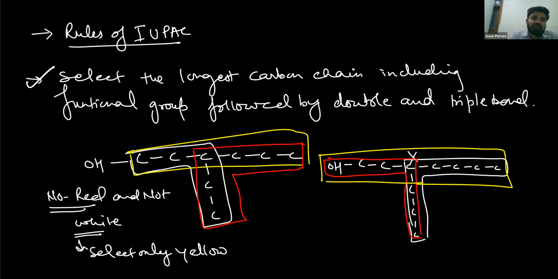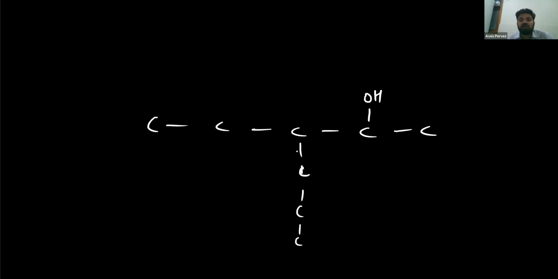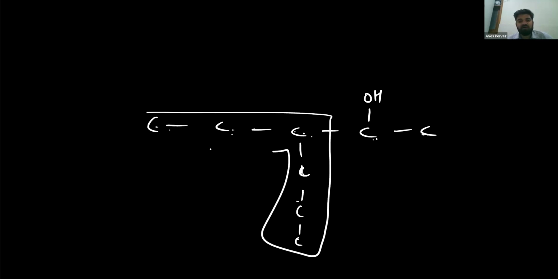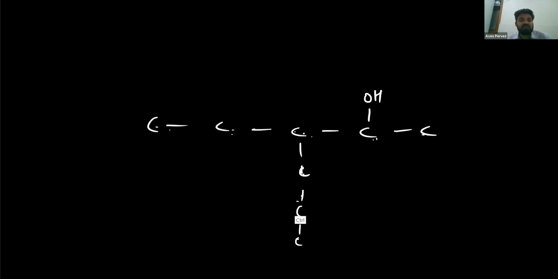For example, if you are having a carbon with OH, and this is another chain, don't select it this way, 1, 2, 3, 4, 5, 6, and also 1, 2, 3, 4, 5. According to you this is the longest carbon chain with 6 carbon, but it is leaving the carbon which has the functional group attached. So you have to select it like this way, 1, 2, 3, 4, 5, 6, 1, 2, 3, 4, 5.